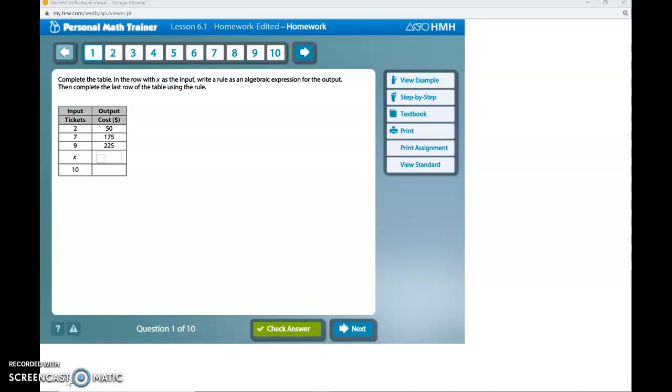So remember, you had to do 8 of these problems. If you haven't done those yet, this video should help you out a bit, especially if you get the same questions. Here it says to complete the table, and then in the row with the x as the input, write the rule. This is probably the toughest part.